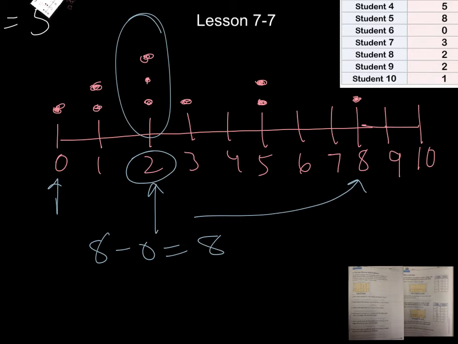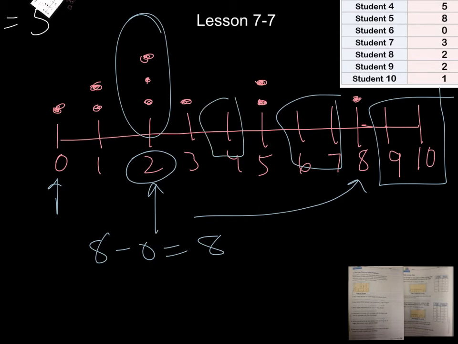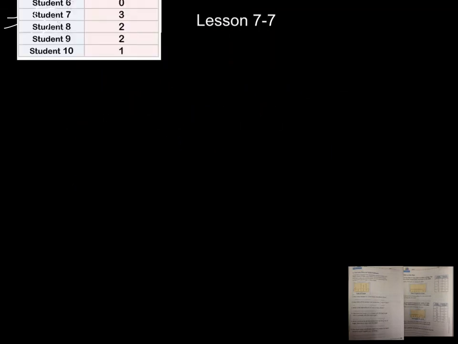Okay? So hopefully you understand with line plots that you're plotting up higher or lower. Yes, 9 and 10 are on my plot, 6 and 7 are on it, 4 is on it, but nobody read those. It doesn't have to have a data point next to it. Okay? So I'm going to push this stuff out of the way.